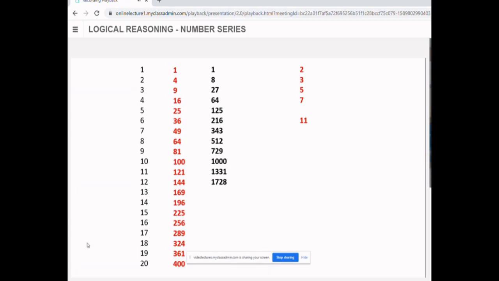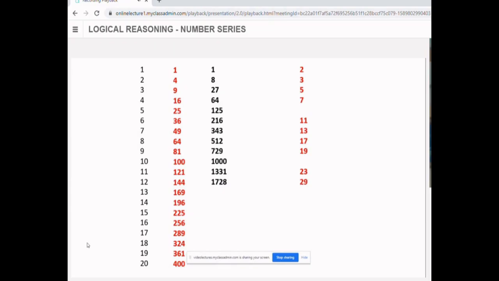It's easier to remember these prime numbers. From 1 to 10, there are 4 prime numbers: 2, 3, 5, 7. Here also there are 4 prime numbers from 11 to 20: 11, 13, 17, and 19. So the only even number which is prime is 2. All other prime numbers are odd: 3, 5, 7, 11, 13, 17, and 19. The next comes in the 20 series, that is 23 and 29.